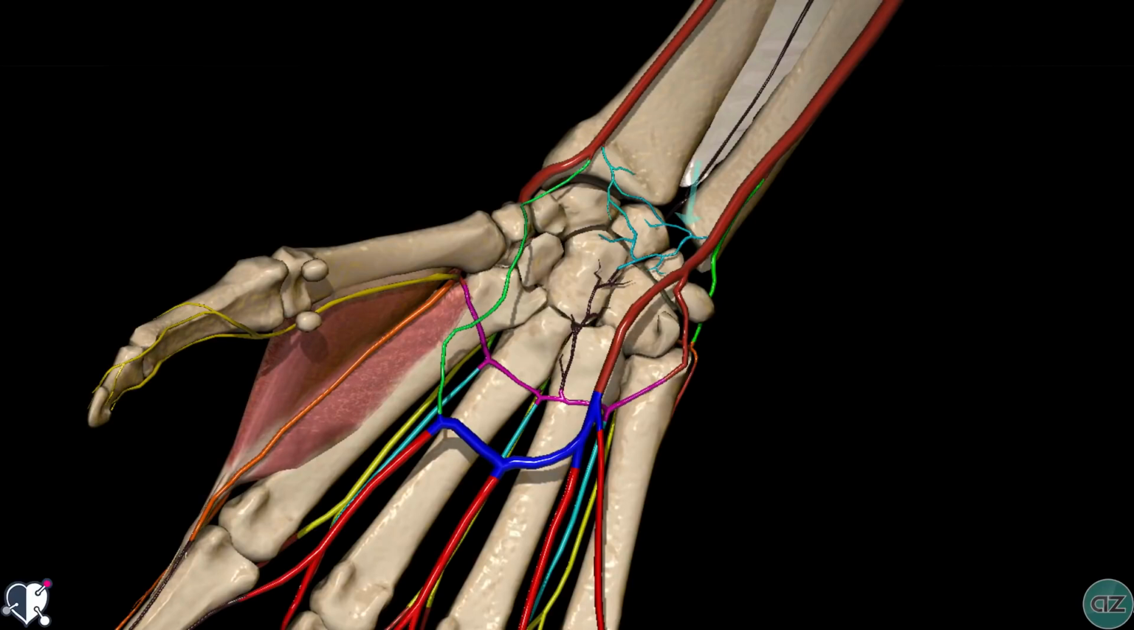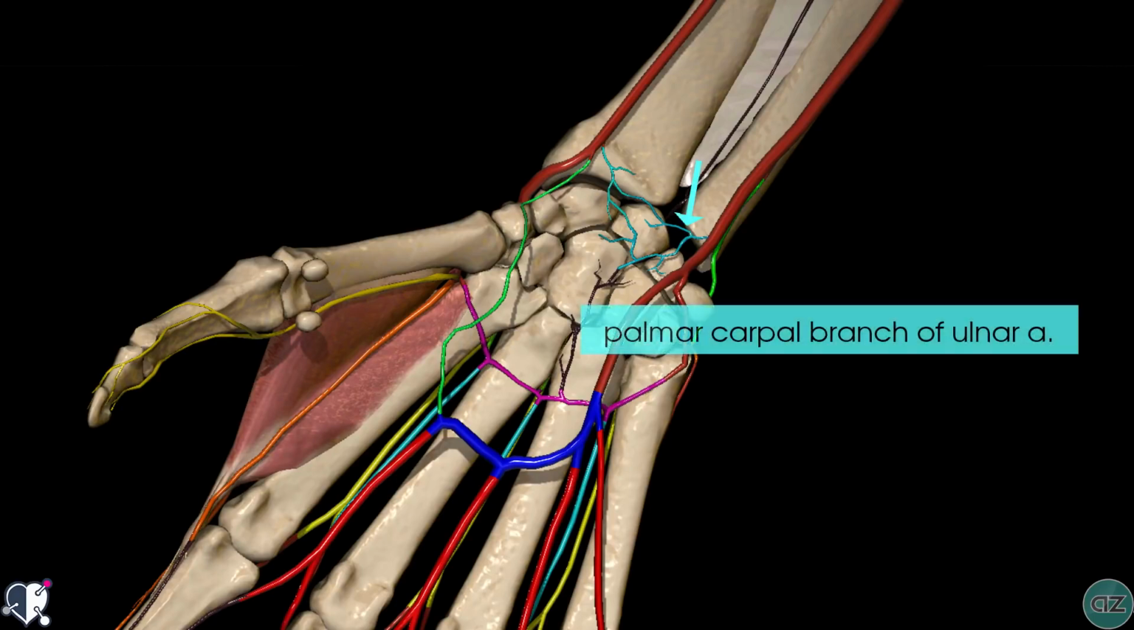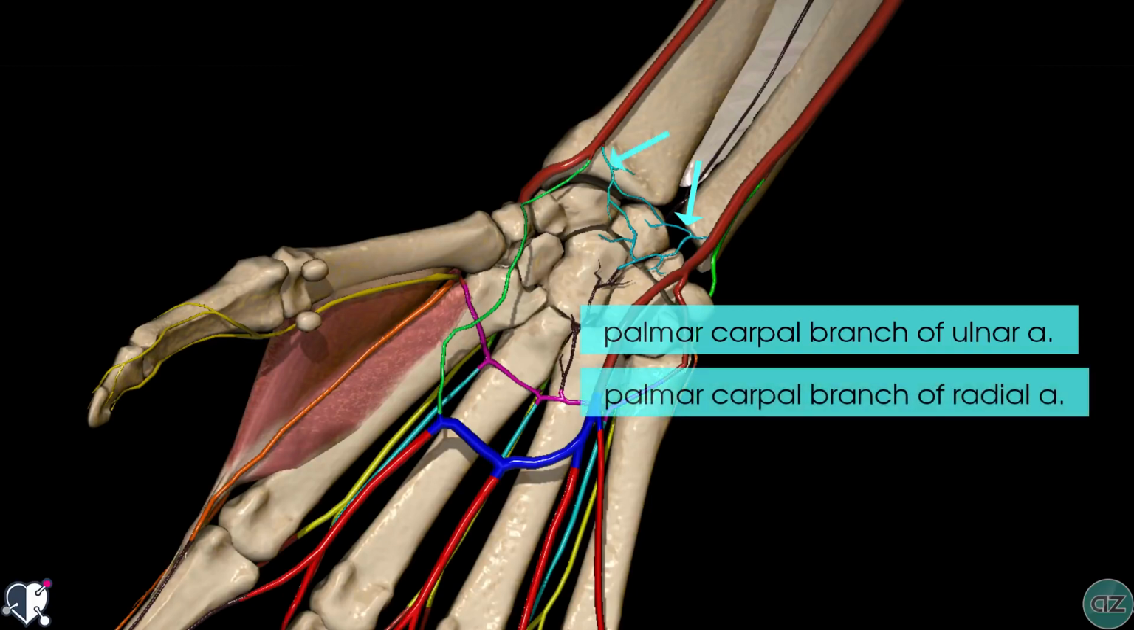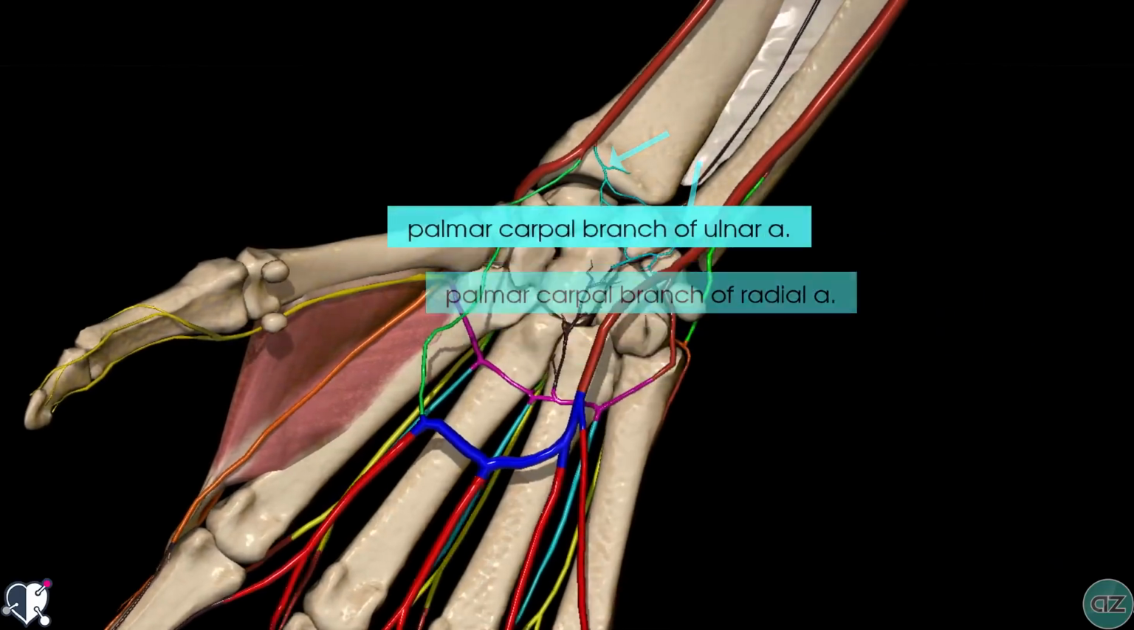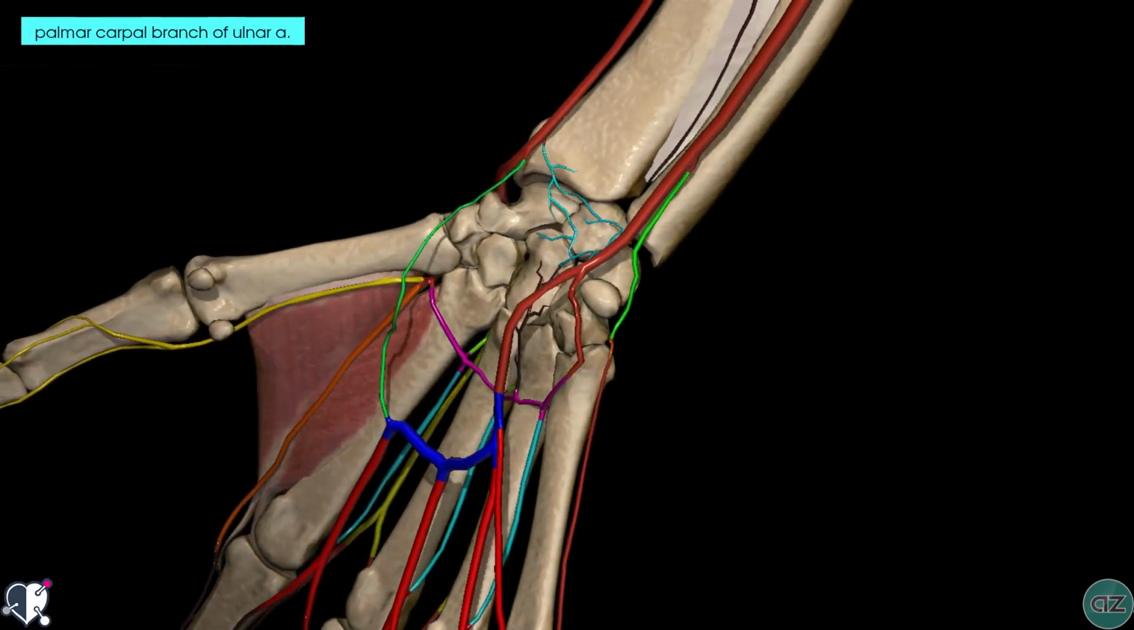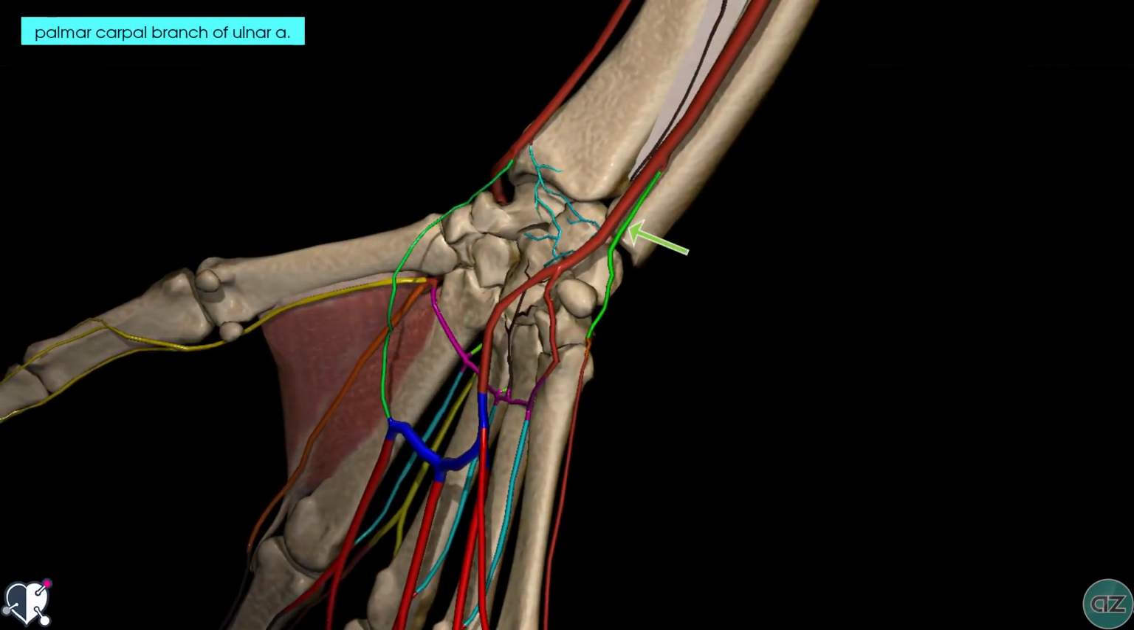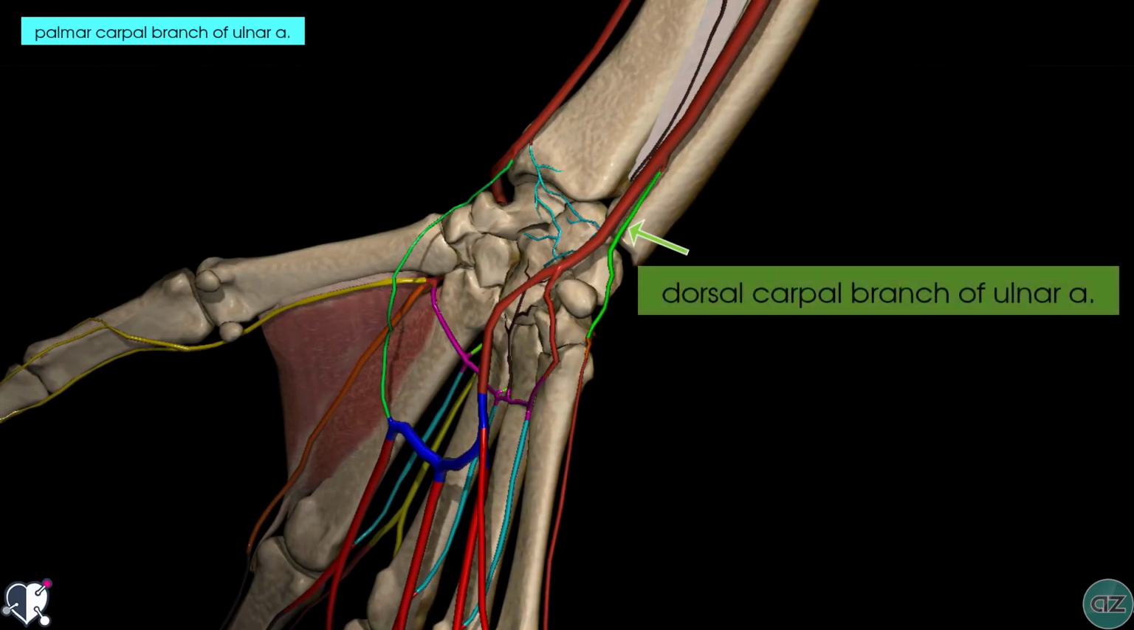This branch highlighted in light blue here, coming off the ulnar artery, is the palmar carpal branch of the ulnar artery, and this anastomoses with its counterpart, the palmar carpal branch of the radial artery. If I rotate the model round to a dorsal view, you can see this other artery coming off highlighted in green. This is the dorsal carpal branch of the ulnar artery.